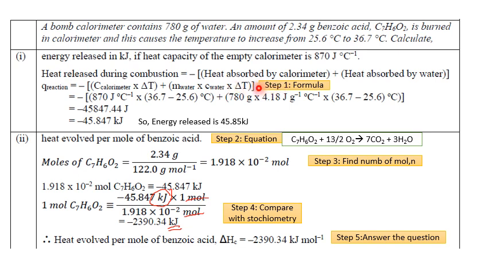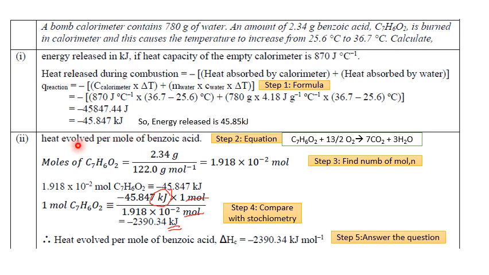So step 1, write down the formula. Then you substitute based on the information given and then get the answer in joule. Then you can convert it to kilojoule by dividing by 1000. And don't forget to make the conclusion. Energy released is 45.85 kilojoule.